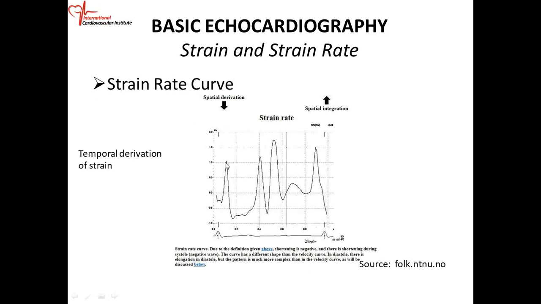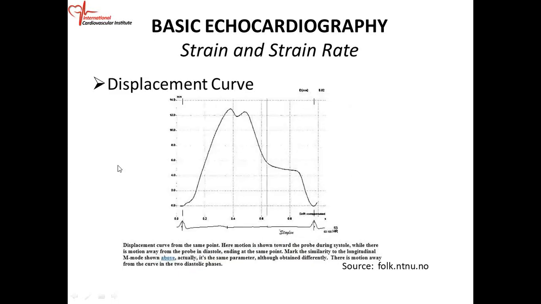Remember, your velocity curve has an S prime, but this S prime is going to be above. So this would be your S prime, and then this would be your E and E prime. But they are inverted. So it's your strain rate curve, which is a temporal derivation of strain.